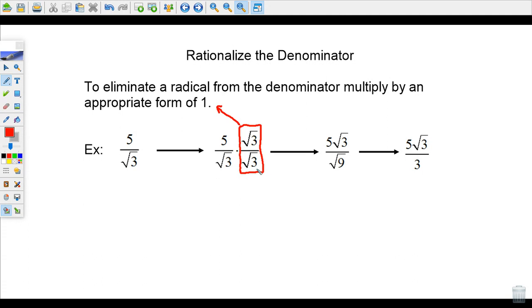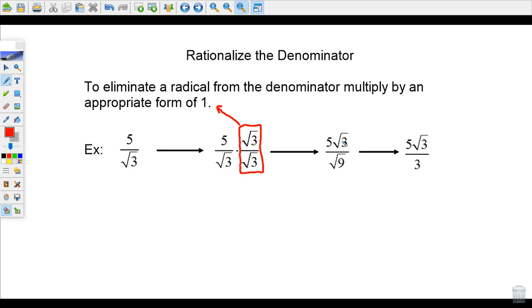Radical 3 times radical 3, we're kind of using our product property of radicals from part 1, part 2. Radical 3 times radical 3, that's radical 9. And we can simplify radical 9. We can't do anything with radical 3 up here.